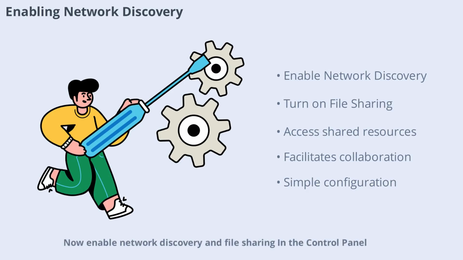Now enable network discovery and file sharing. In the Control Panel, go to Network and Sharing Center, then click Change Advanced Sharing Settings. Turn on network discovery and file and printer sharing. This allows all computers in the workgroup to see each other and access shared resources such as files and printers, making collaboration effortless.